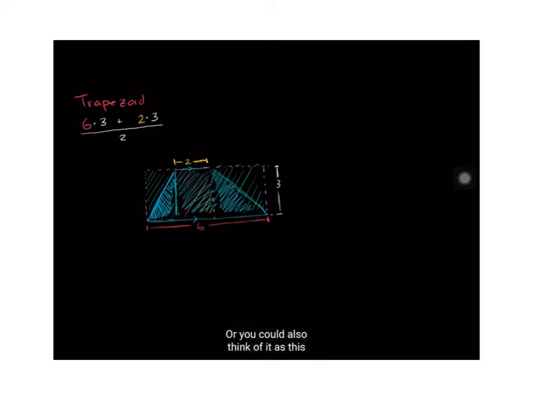Or you could also think of it as the same thing as 6 plus 2, and I'm just factoring out a 3 here. 6 plus 2 times 3, and then all of that over 2, which is the same thing as, and I'm just writing it in different ways. These are all different ways to think about it. 6 plus 2 over 2, and then that times 3.